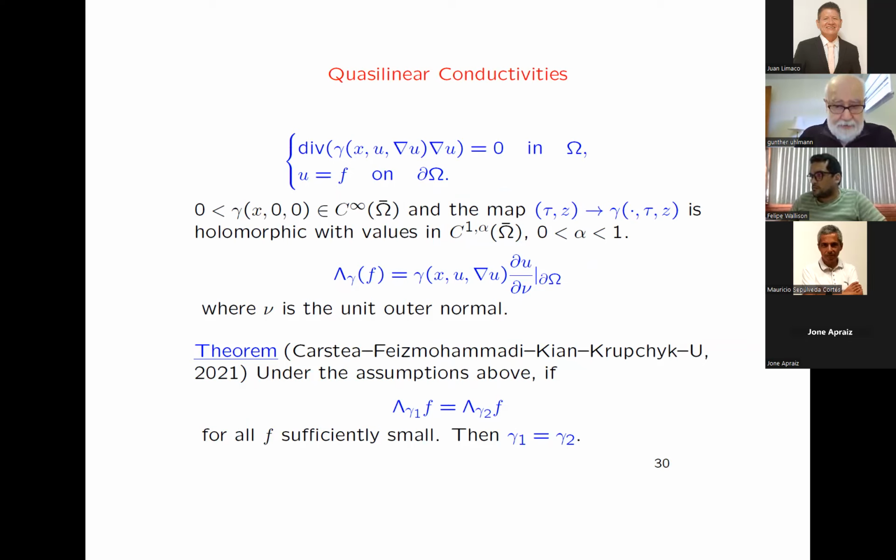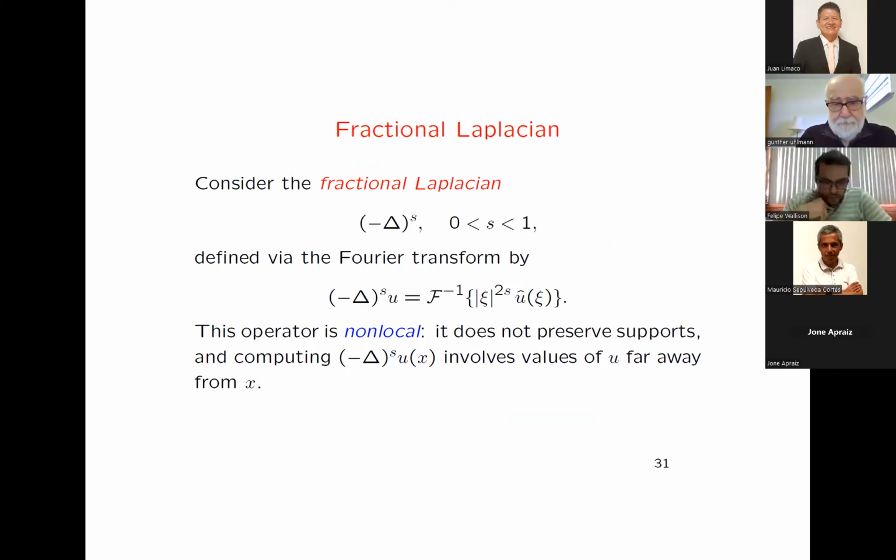Okay, so the last topic I want to mention is the Calderon type problems for the fractional Laplacian. This is a non-local operator that models in many situations non-local interactions. It is usually defined via the Fourier transform. You take the Fourier transform of the fractional Laplacian applied to a function f, which is modulo xi to the 2s times the Fourier transform of f, and then take the inverse Fourier transform. So this is a convolution. It's a singular integral or a pseudo-differential operator, but it's not local, it does not preserve support. So computing this involves values of U far away from X.